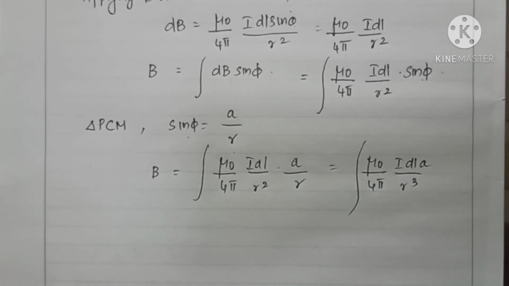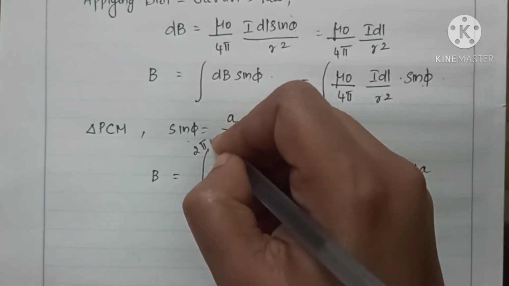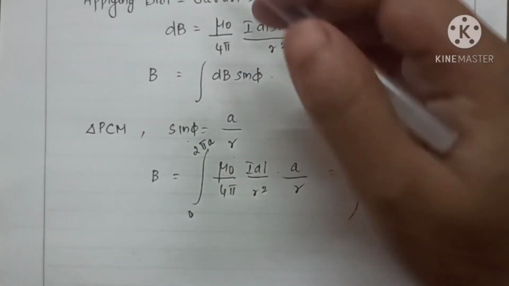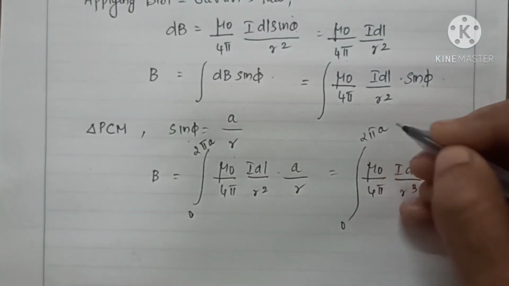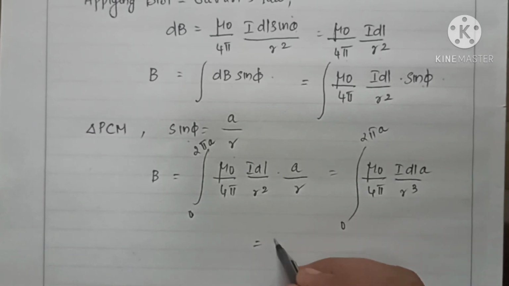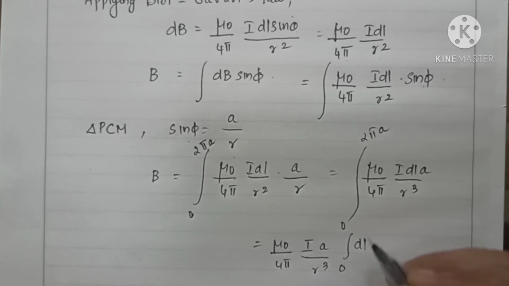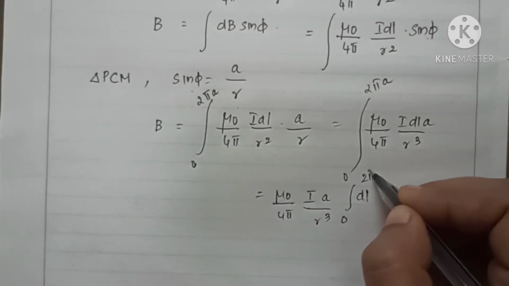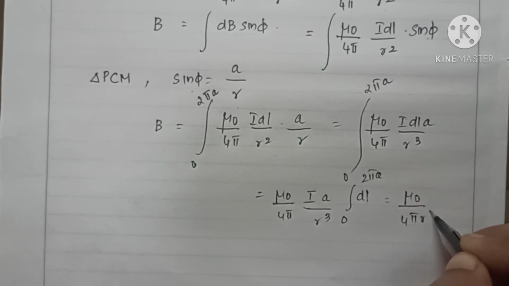Okay. What is the limit here? Its limit is again from 0 to 2 pi a, because a is the radius here, right? So 2 pi a, again 0 to 2 pi a. So this expression will change to mu 0 by 4 pi I a divided by r cube into the integral of dl to the limits 0 to 2 pi a, which is mu 0 by 4 pi r cube I a into 2 pi a.